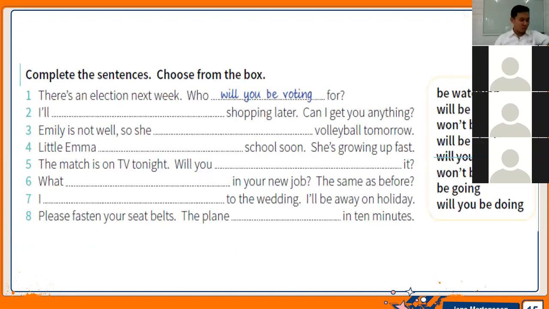Okay, here, before we close the presentation today, I have a question. I have several questions here. Can you complete these sentences and choose from the box here? The answer is only provided here in the box, and then you just fill in the blank with something provided here in the box. Number 1 is done for you. There is an election next week. Who will you be voting for?